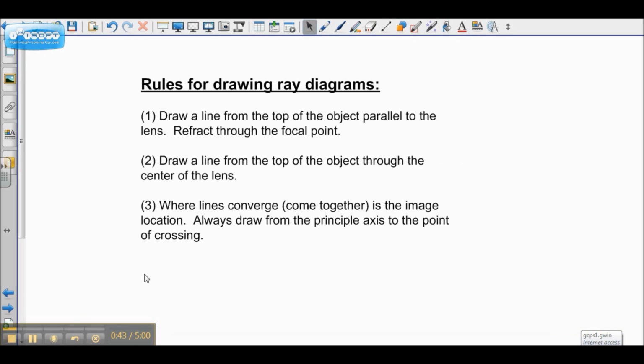Step 1 for drawing ray diagrams is you're going to draw a line from the top of the object parallel to the lens, and you will refract or bend through the focal point. Step 2, draw a line from the top of the object through the center of the lens. And then step 3, where the lines converge or come together is where the image will be located. And you will always draw your image from the principal axis to the point of crossing.